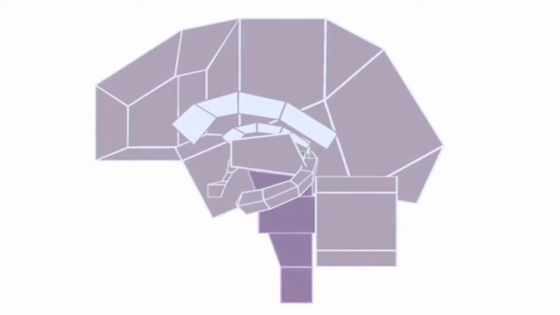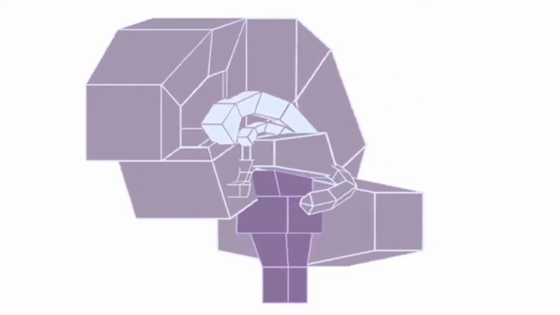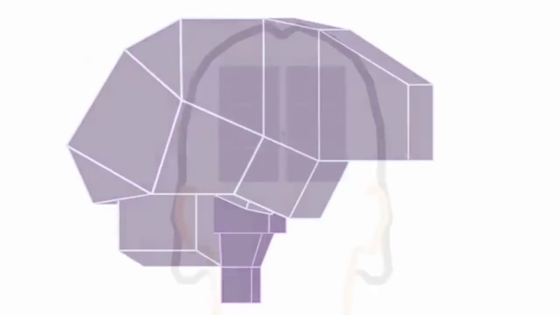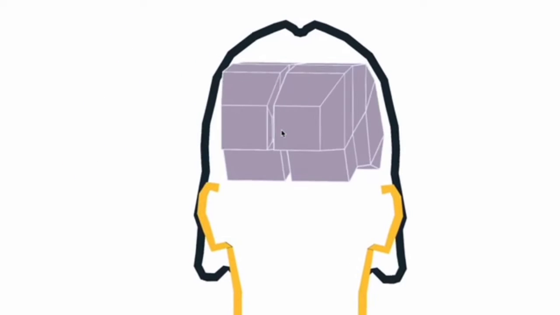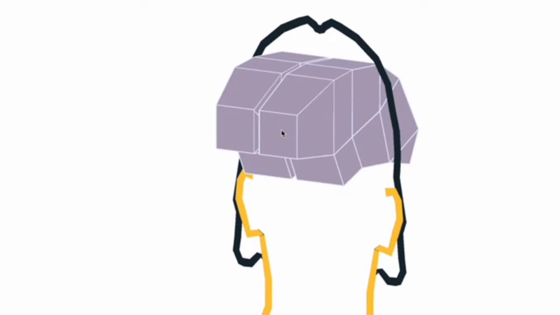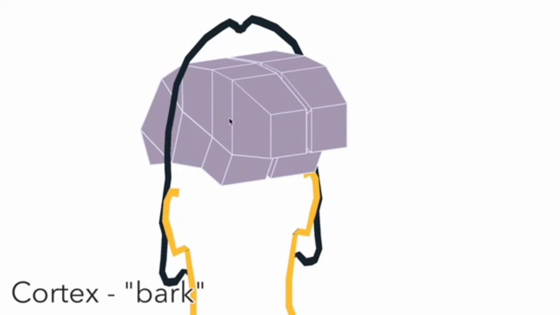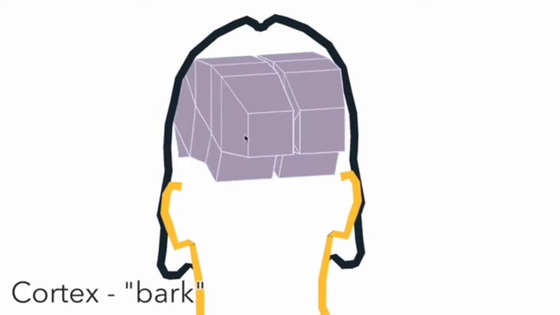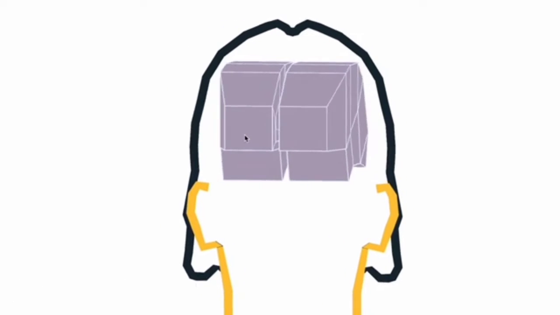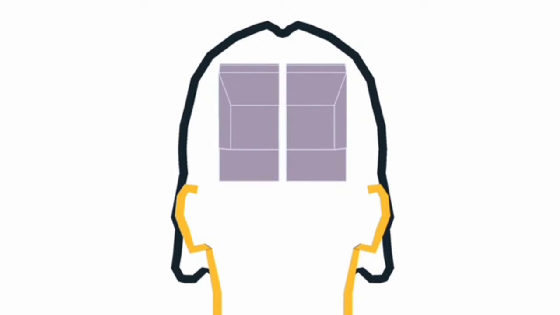Let's begin. We'll be using this simplified geometric model. And the first thing we see on the outside of the brain is the cortex. In Latin, this means bark, like the bark of a tree, because it is the rough outer surface of the brain. The cortex is all grey matter.